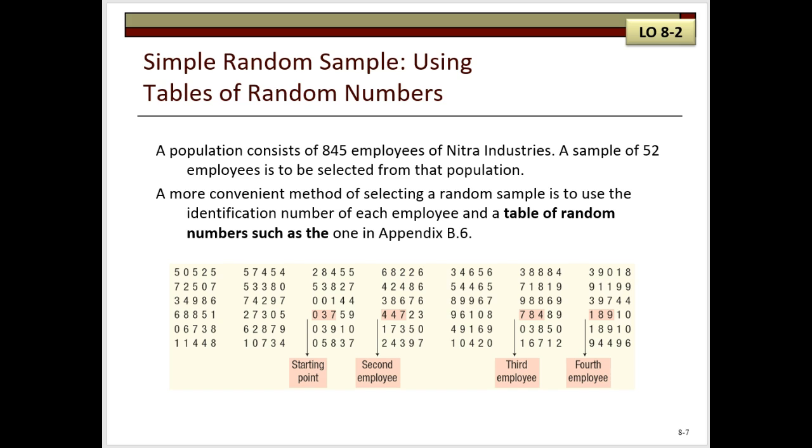The following number, 961, is beyond the maximum number of employees, so it will not be selected. Do this process until you have selected 52 numbers between 1 and 845 inclusive. The names associated with these numbers will be the sample employees.